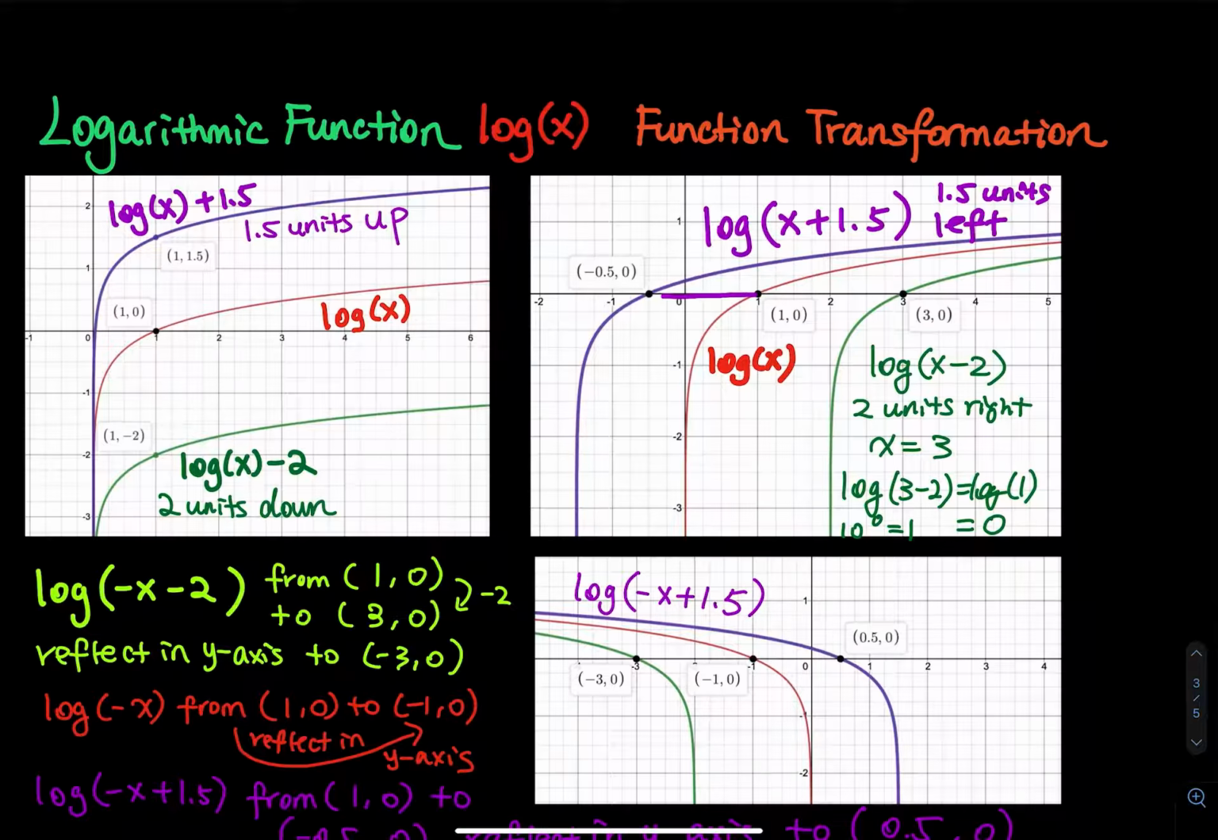And then what about the other one? The other one is log x minus 2. You put a -2 right next to x, that shifts the parent function 2 units right from 1 to 3. Okay, so x is equal to 3.